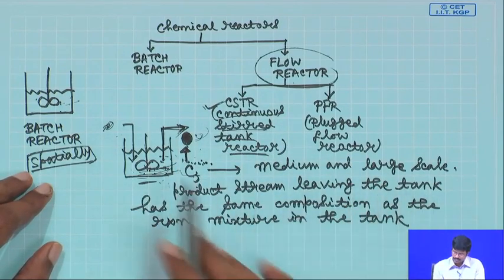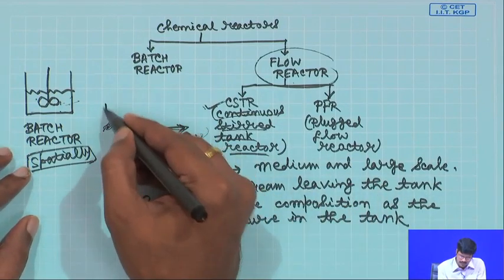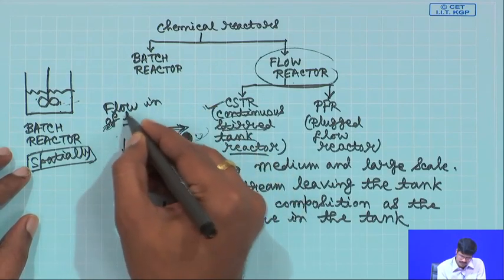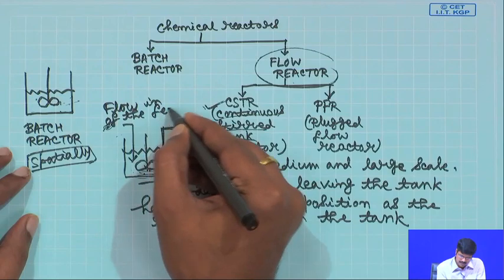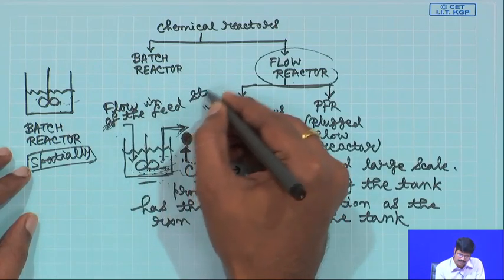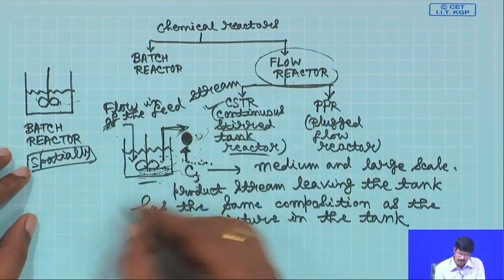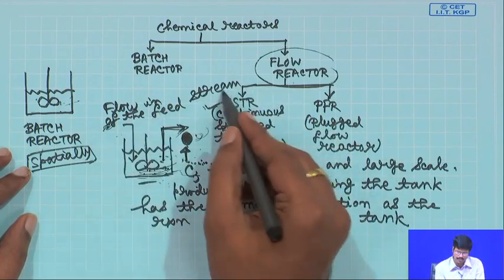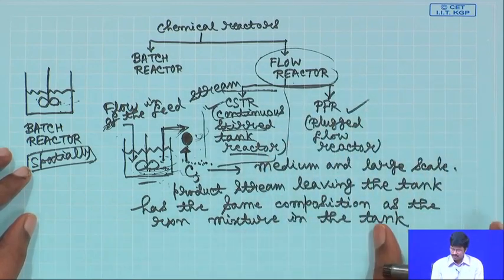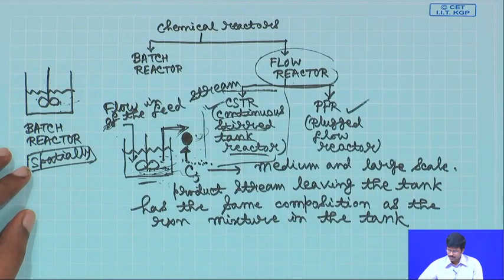Now, basically you have a flow in of the feed stream into the reactor and flow out of the product stream out of the reactor for the CSTR. These are some of the technical terms. PFR we will come to after.